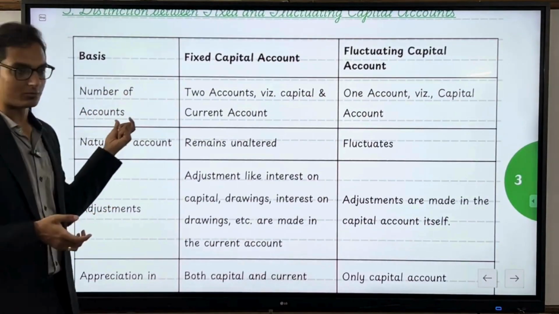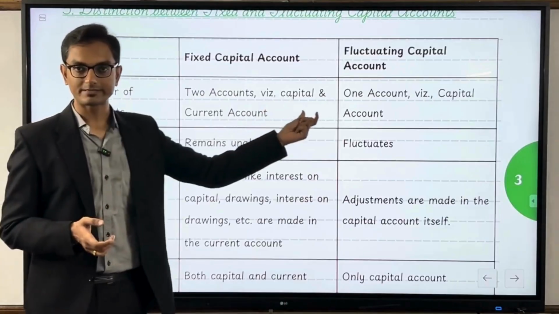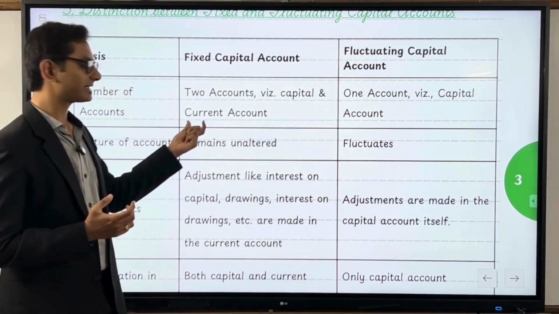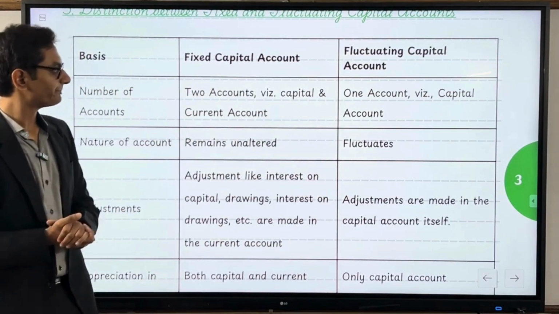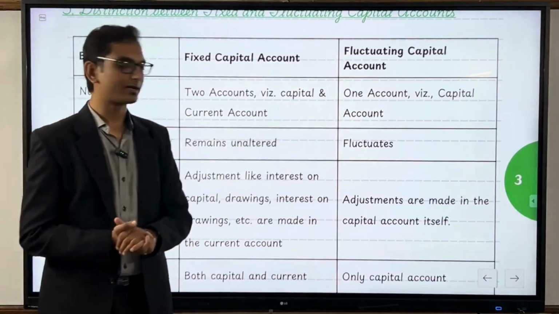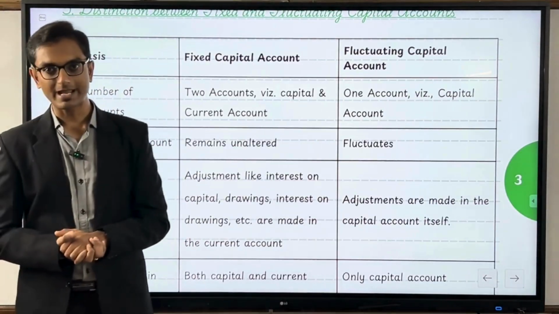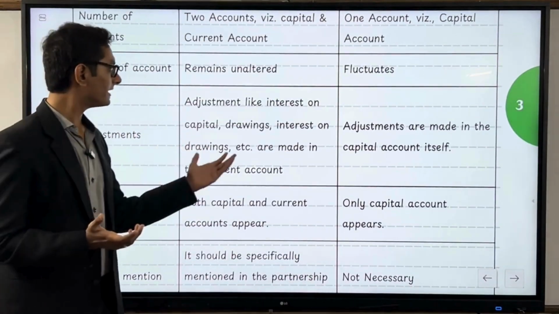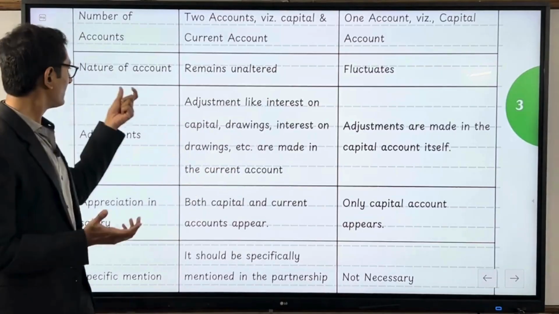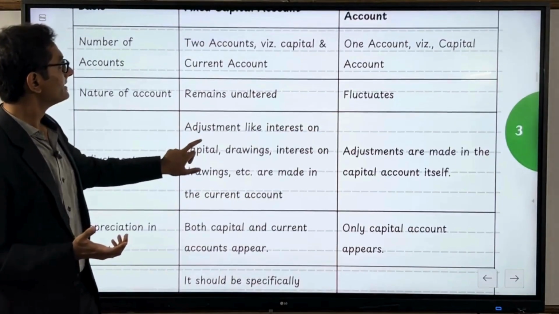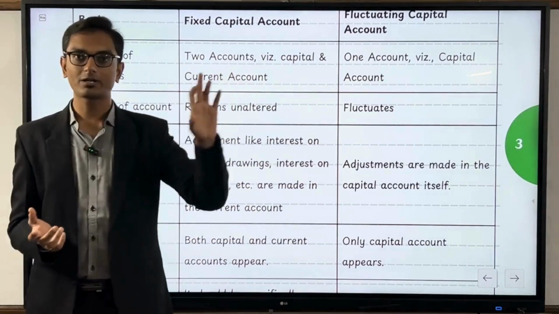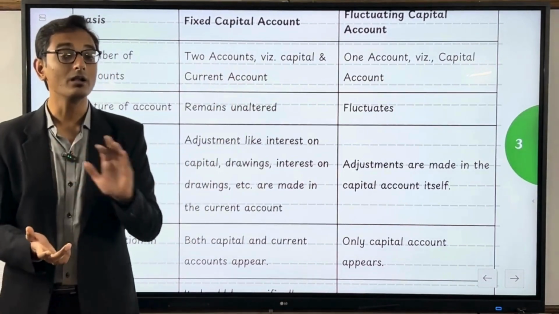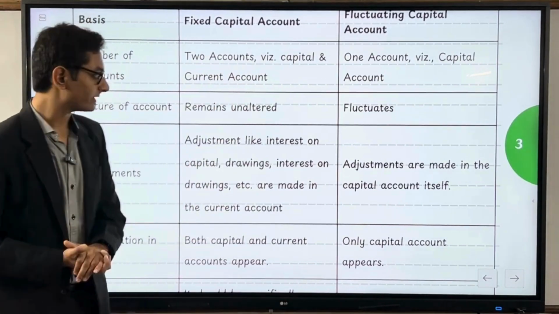The number of accounts: there are two accounts, one is the capital account and, as I said, the second one is the current account of partner. In the fluctuating capital method, there is only one account, which is known as the capital account of partners. Nature of account remains unaltered, meaning when we create a capital account under fixed capital, that will remain unaltered, that is, there will be no changes in it.